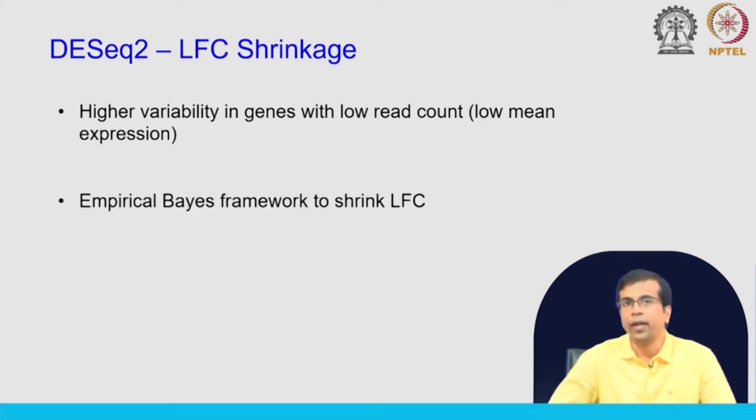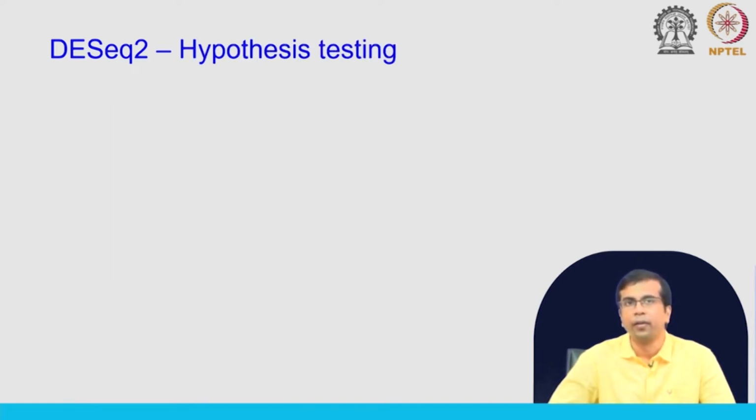And to account for that, we again want to shrink this log-fold change value, and again DESeq2 uses an empirical Bayes-based framework. Of course, you can use different frameworks to do this shrinkage, and this actually gives more robust results. This has been seen by the researchers.